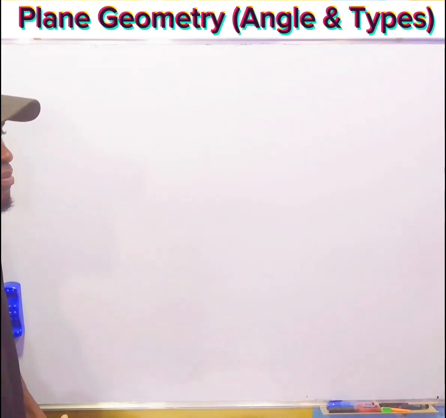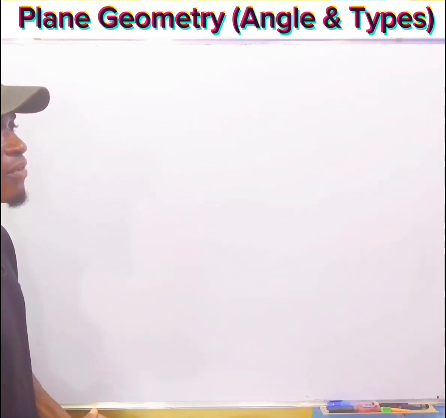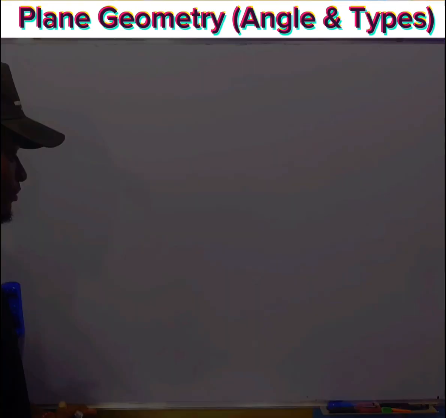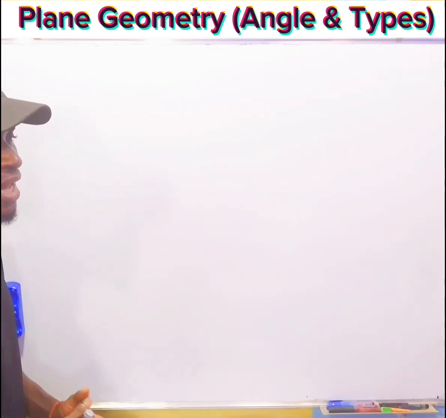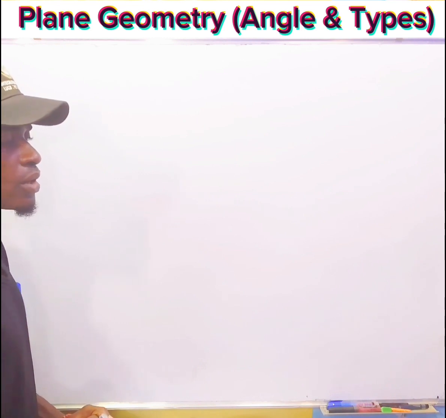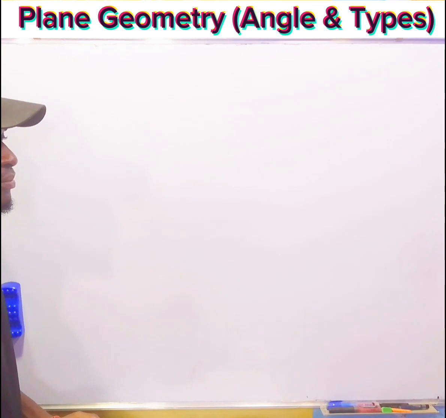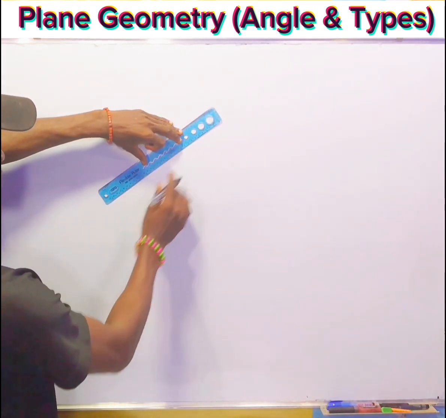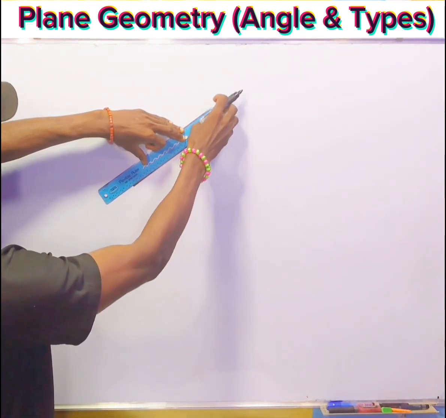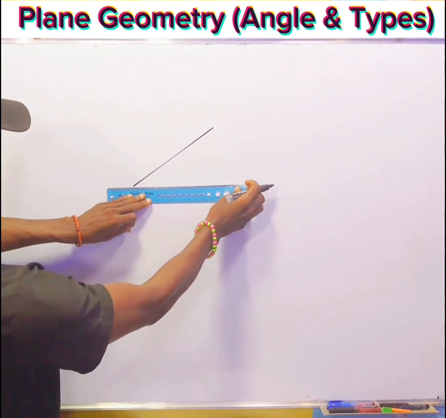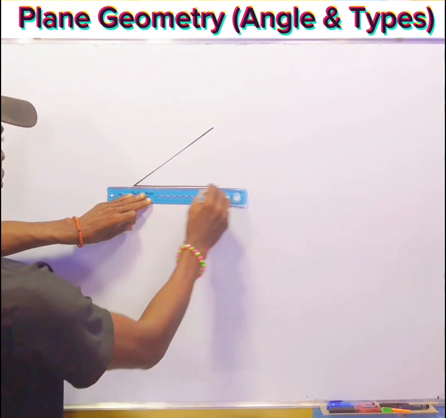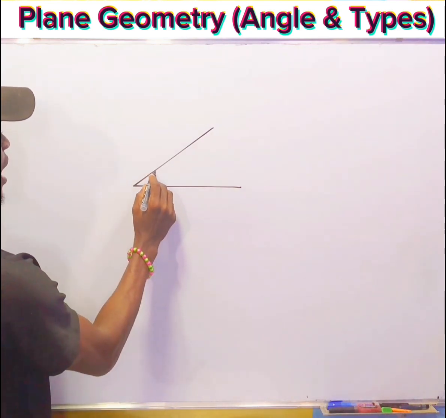Plane geometry, which is angles and intercepts of angles in a parallel line. First of all, what is an angle? An angle is simply the space between two lines. Once we have two lines that meet at a point, the space between the two lines is referred to as an angle.